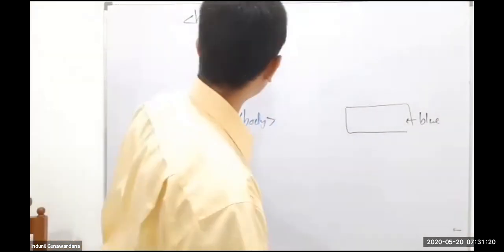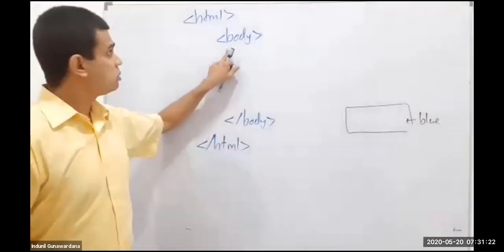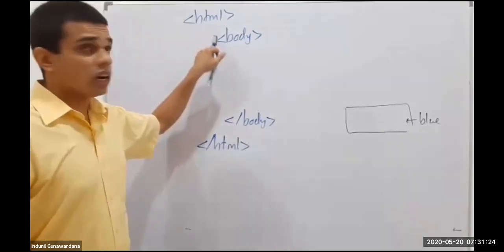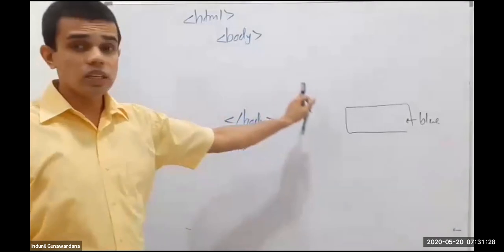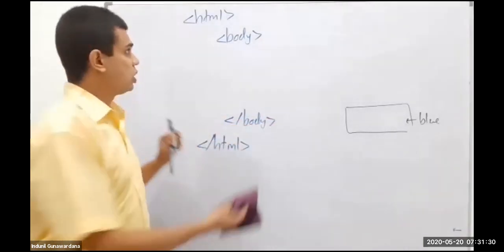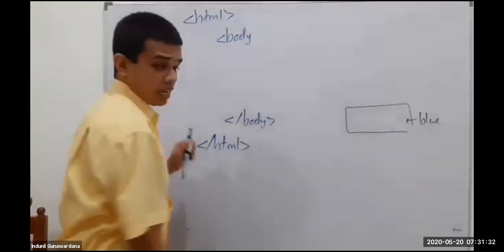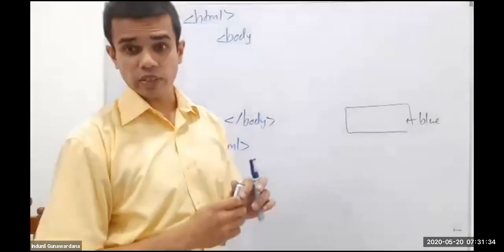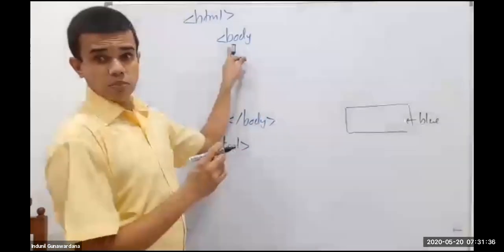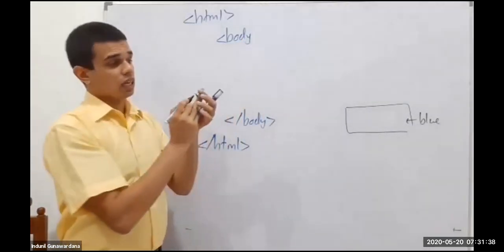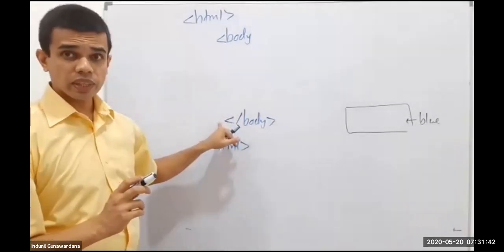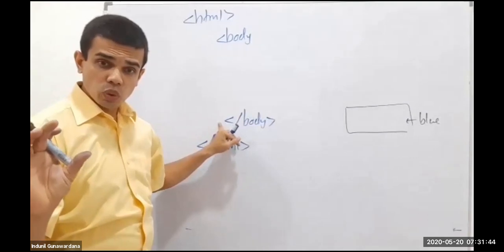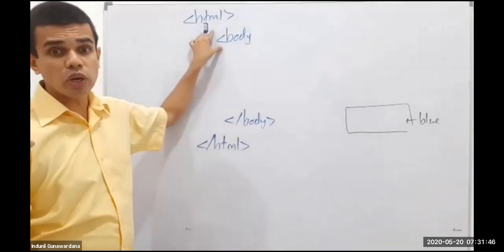So what I have to do is start HTML, start the body part, but make my body blue. So what I can do is add an attribute into it. The attribute comes at the opening tag. This is the opening body tag. This is a closing body tag. Attributes are written inside the opening body tag.